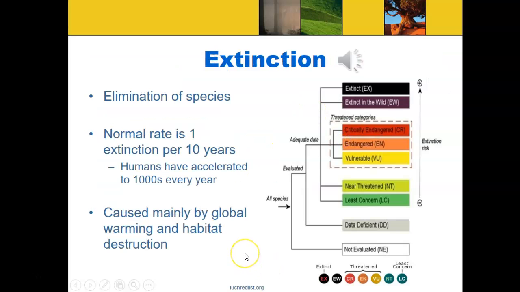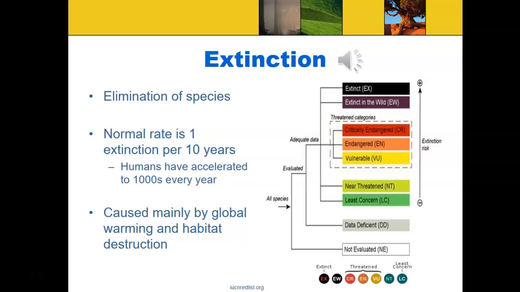Extinction just refers to the elimination of a species. Extinction occurs naturally in the world. The normal rate is 1 extinction per 10 years. Humans have accelerated that, however, to over 1,000 extinctions every year. So human impact is causing us to lose biodiversity at a much faster rate than what is considered biologically normal.